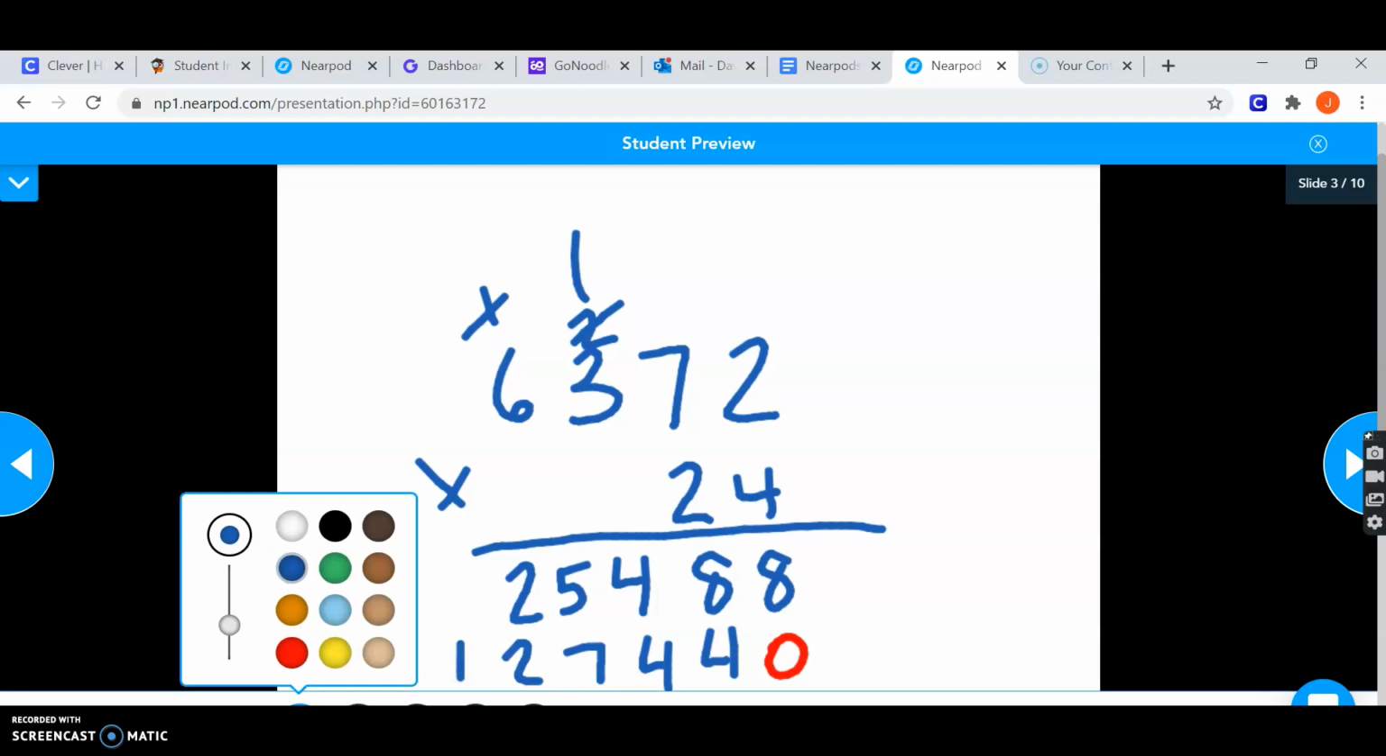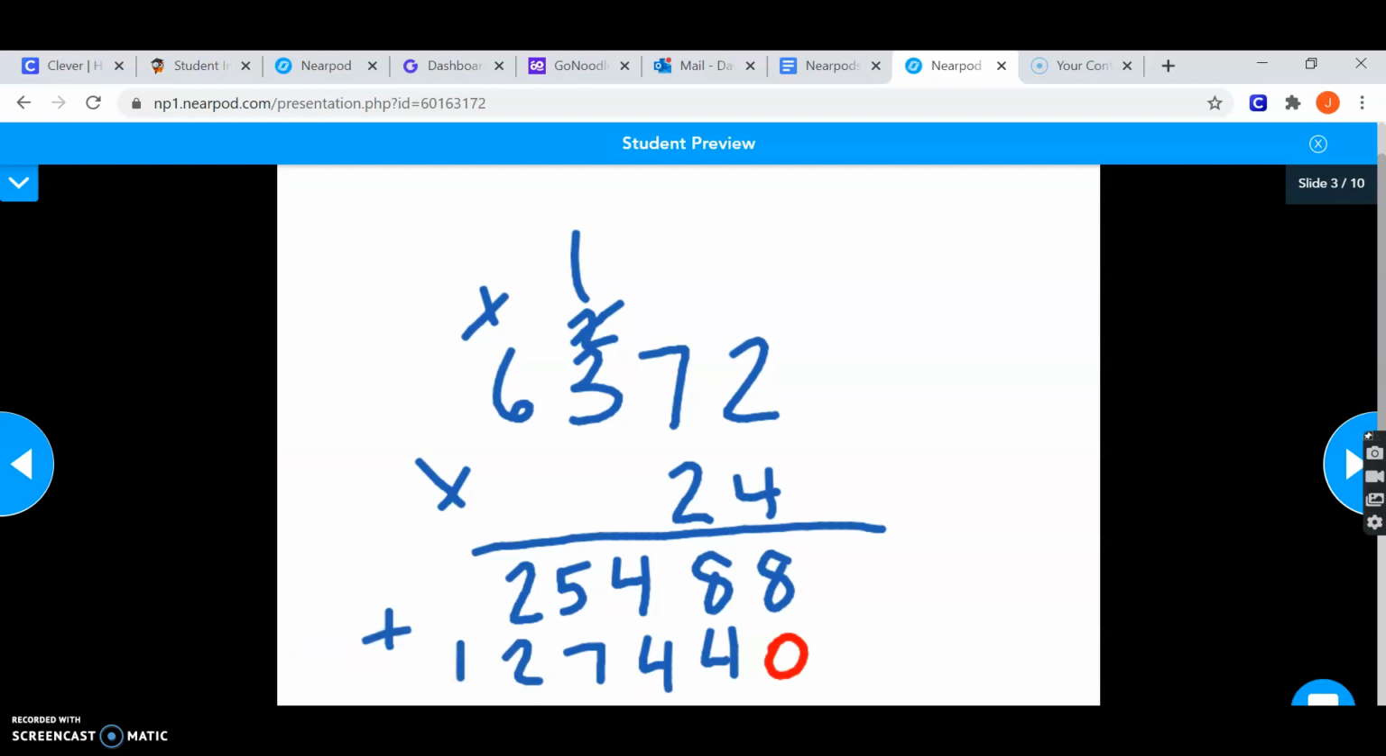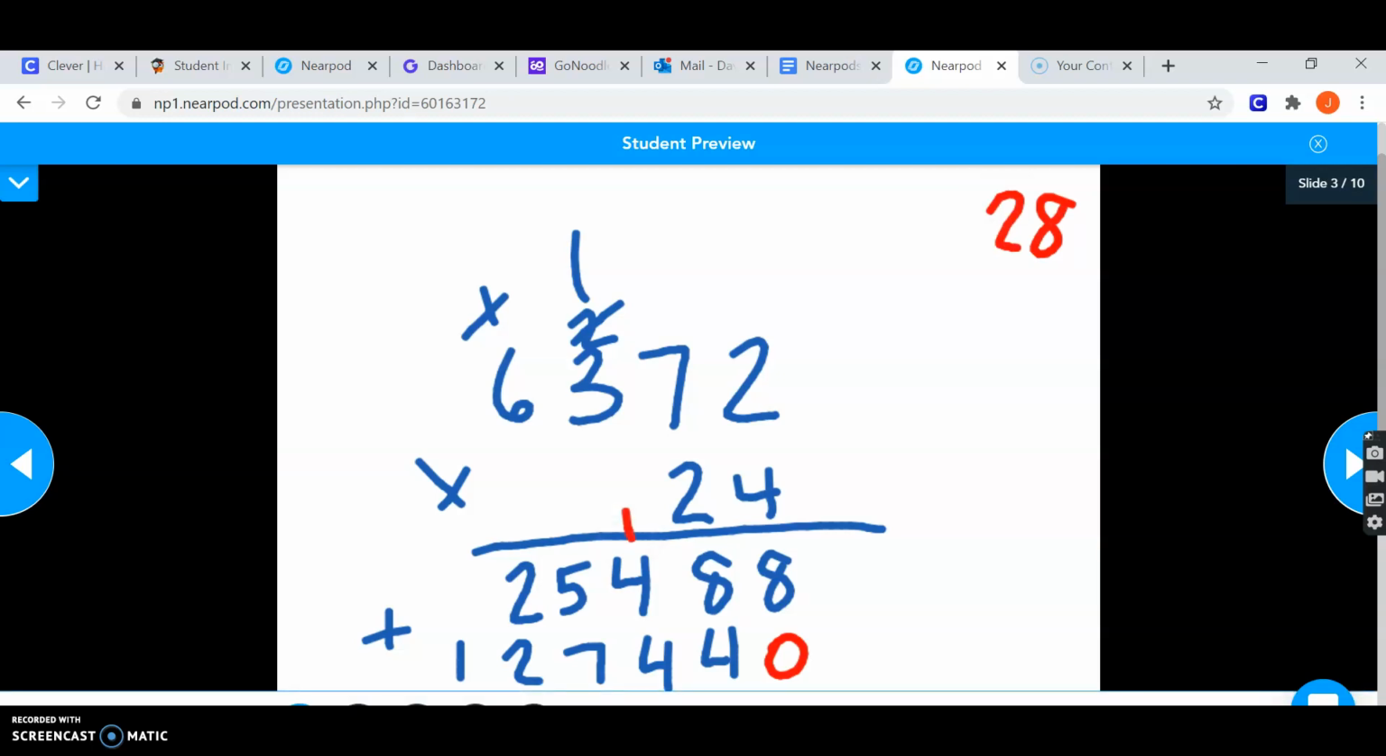So now I'm going to add up my partial products and write my answer in the top right-hand corner. 8 plus 0 is 8. 8 plus 4 is 12. I'm going to regroup that 1. 4 plus 4 is 8, plus 1 is 9.